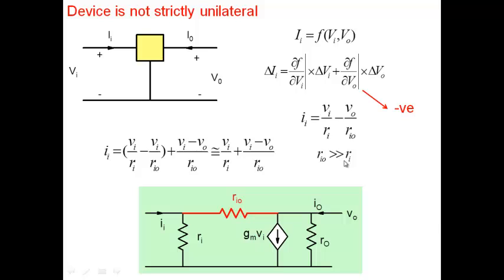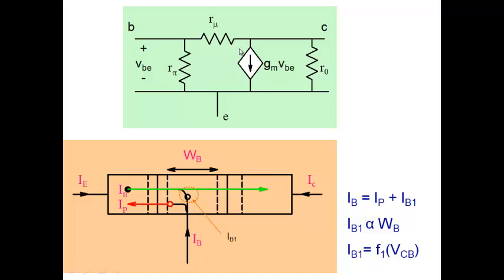Which means that the fact that my device is not strictly unilateral results in another resistor here. As I said, ideally, if the device were unilateral, then Ri0 would go to infinity and this term would be absent. So in a bipolar transistor, in addition to this resistor here, you also have this particular resistor. So a better model that you see sometimes in books is that in addition to r pi, gm vb, r naught, you have r mu also.